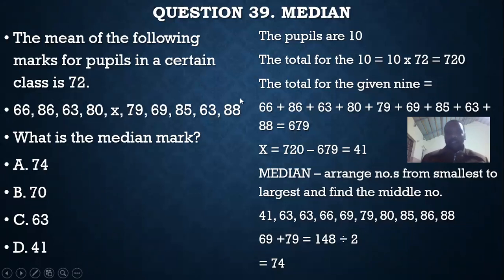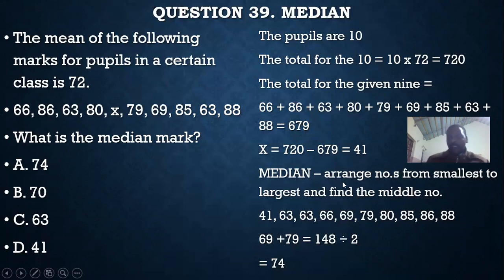I repeat again: if this 72 was a mean, multiply by 10 to know the total for the 10. Then you add the 9 which are given here, and after you add them, this total represents the 9 of them. Then you subtract: the total for the 10, which is 720, minus the total for the 9, which is 679, gives you 41. So now we know all the numbers.